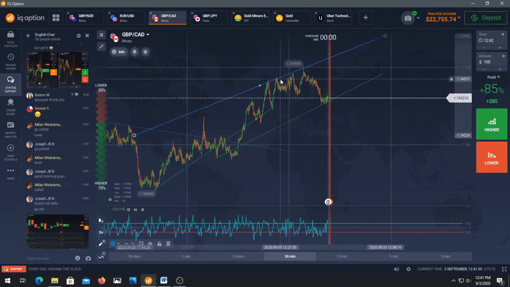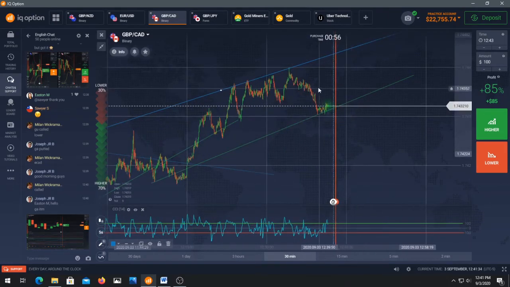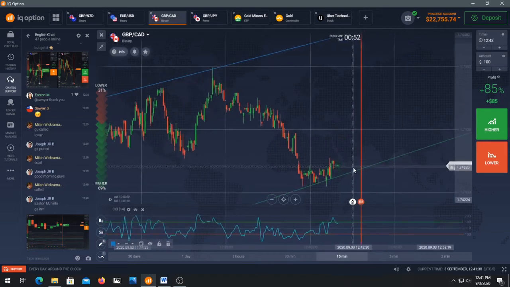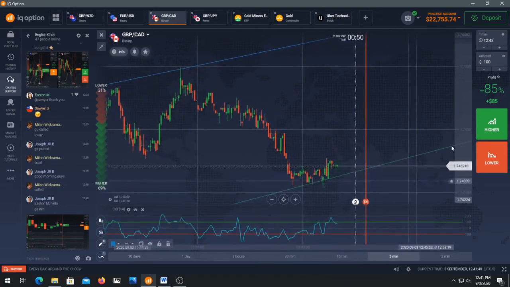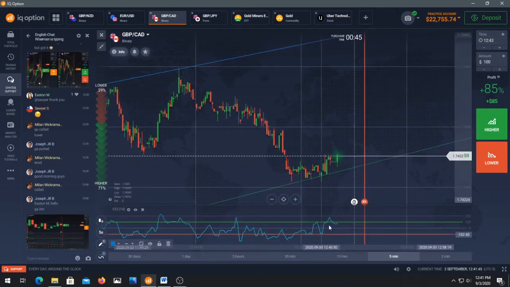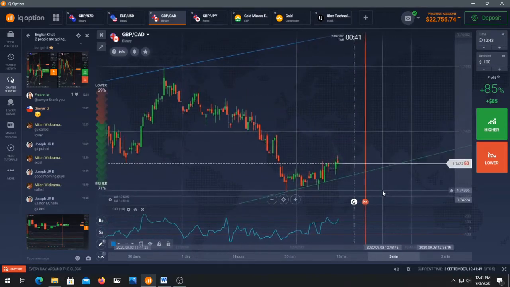So this is going through this, and it's also going to this one here, the previous high. So let's see what's happening here now. Let's set our time a minute. Alright, let's see if we'll get some favorable trades.